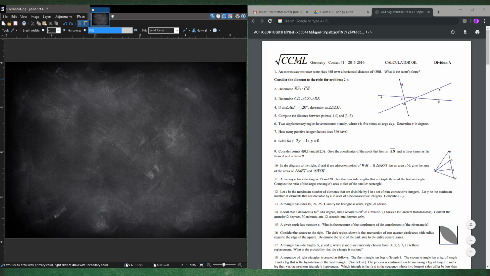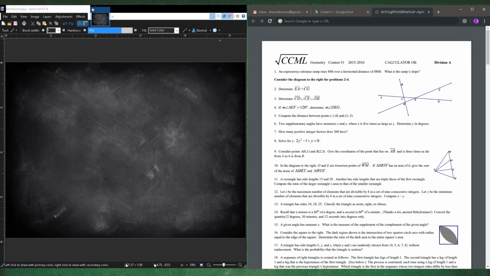Question 4. Angle AEF is 120 degrees. Determine angle DEG. Since this line and this line are intersecting, that means these two angles are vertical. Since they're vertical angles, they have to be identical angles. So AEF is 120, so DEG also has to be 120. It's just a basic angle property. If you just know it, you know it.